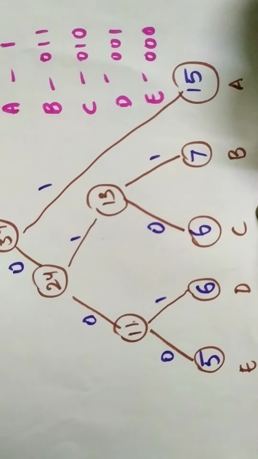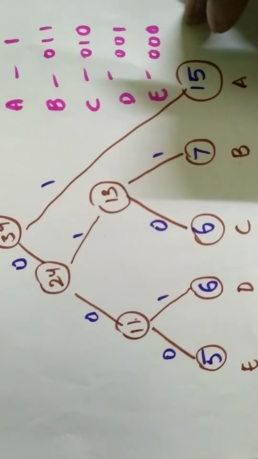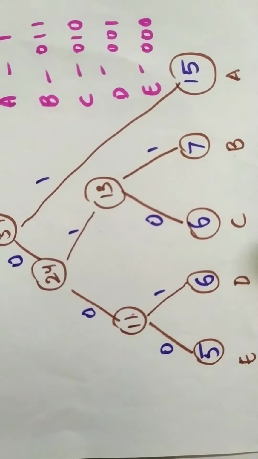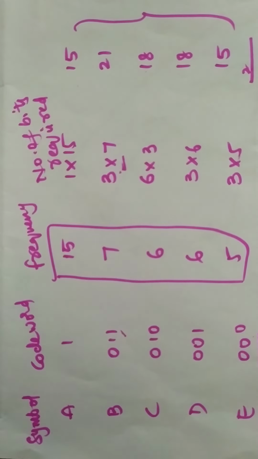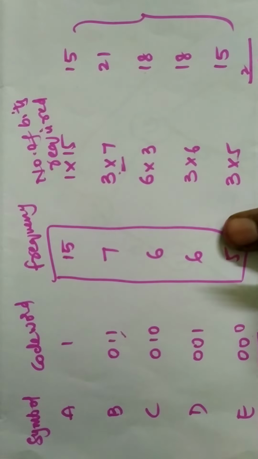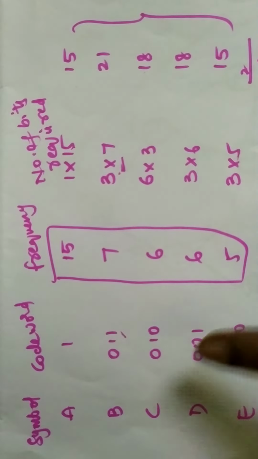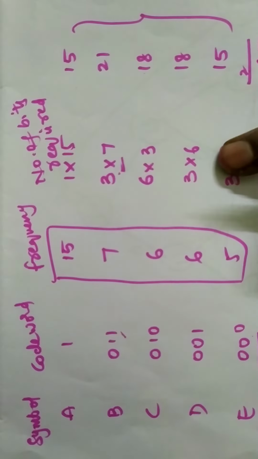After writing all these codes, we will calculate the required number of bits for each symbol, and of course we'll understand what the Huffman solution is. Now I have written all the values in a tabular manner. These are the symbols which are given, these are the code words derived from the tree, these are the frequency values which are given, and these are the required number of bits for each symbol.